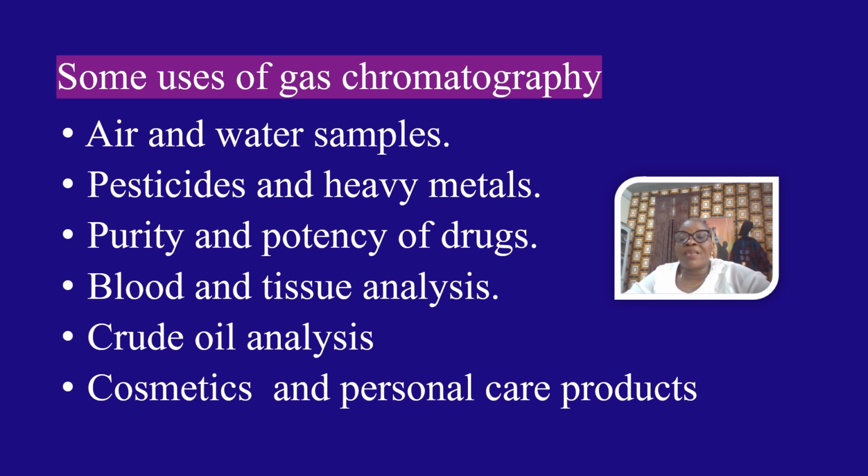GC is used to analyze evidence such as blood and tissue to help solve crimes. It is used to identify and quantify the components of crude oil. For crude oil analysis, GC is very useful. And it is used to analyze the composition of cosmetics and personal care products. These are just a few samples of the many uses of gas chromatography. Gas chromatography is very versatile and accurate, so it is a valuable tool in a wide range of industries and applications.